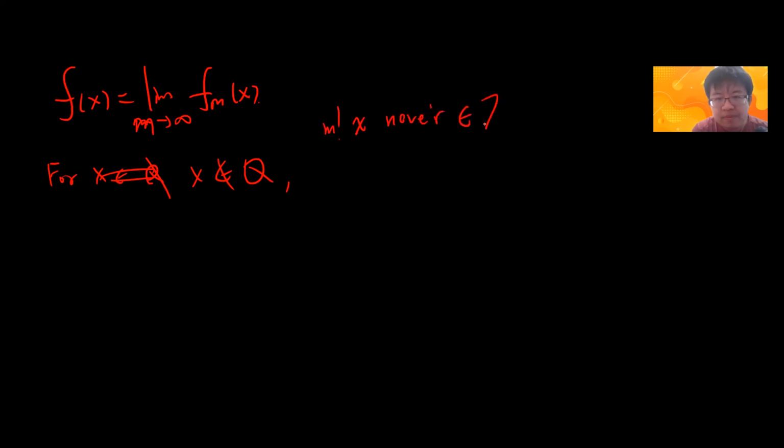The reason is that if x is irrational, that means m! times x is never an integer. So that means this is 0, so f(x) must be 0, because for each m it must be 0.